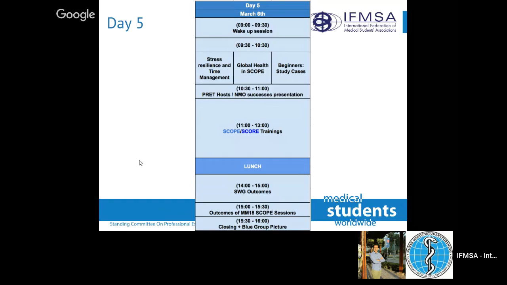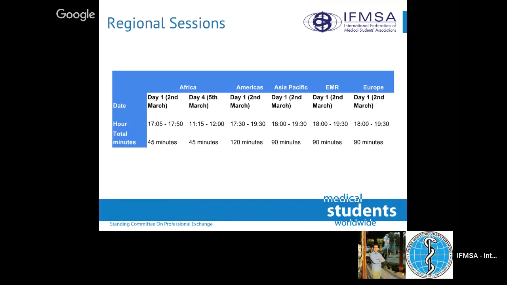Then in the afternoon, we will have small working group outcomes. So we will present the outcomes of the small working group that worked on day 2. And then the outcomes of MM18 SCOPE sessions for half an hour, and then a final session for saying goodbye to each other and also taking very nice pictures of the SCOPE session participants. So I will now give the word to Åshild for talking about the regional sessions.